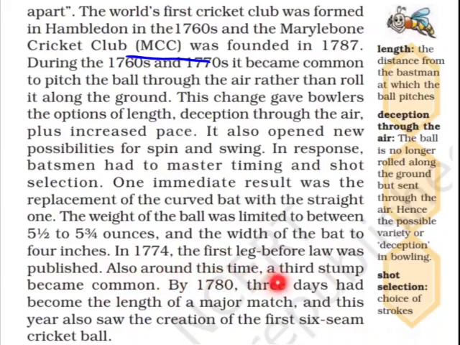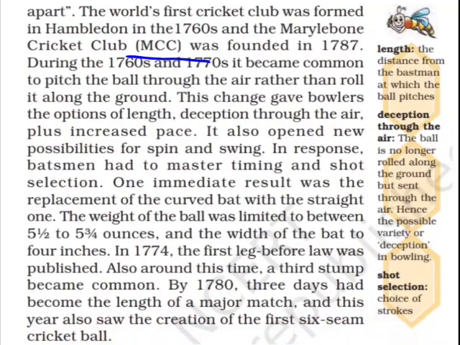Also around this time a third stump became common. Earlier they might have used only 1 or 2, but in 1774 it became compulsory to use a third stump too. Nowadays they are using 3 stumps only. By 1780, 3 days had become the length of a major match, and these years also saw the creation of the first 6-seam cricket ball.